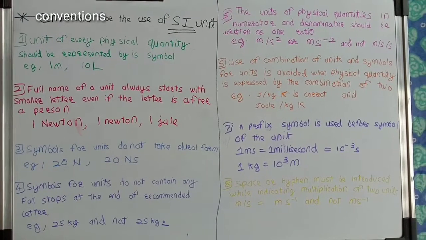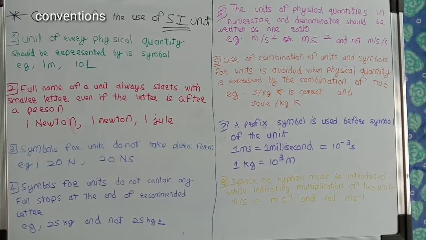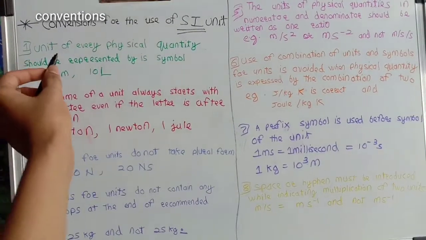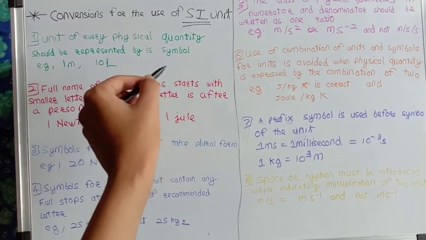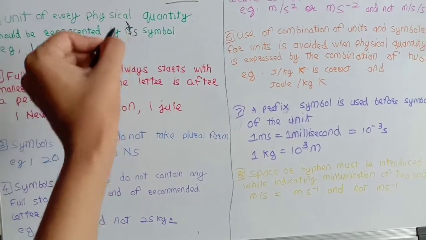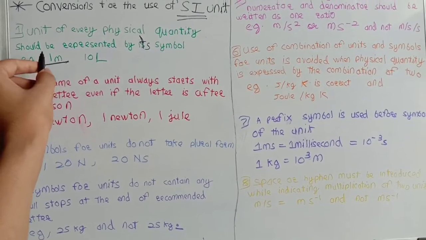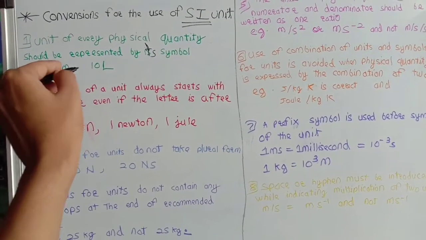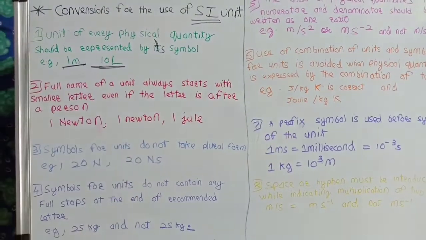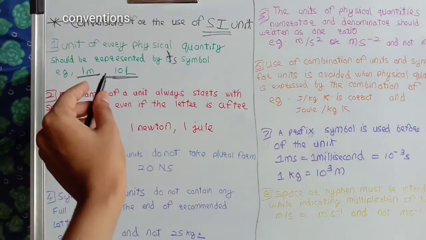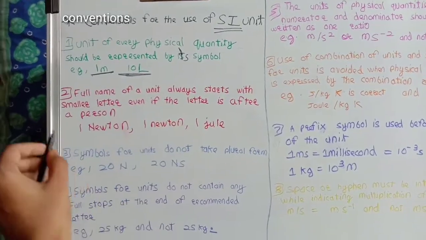Today we are going to study the conventions for the SI unit. There are some conventions for the SI unit. First convention, the unit of every physical quantity should be represented by its symbol. It should be its symbol, like we write 1 m, not 1 meter, and here, 10 L. So the unit of every physical quantity we have to write or represent by its symbol.